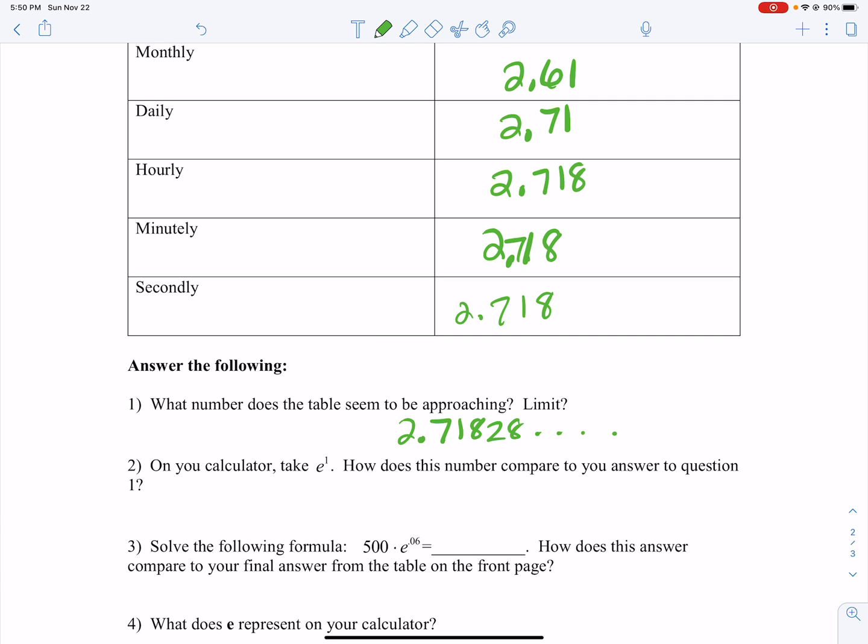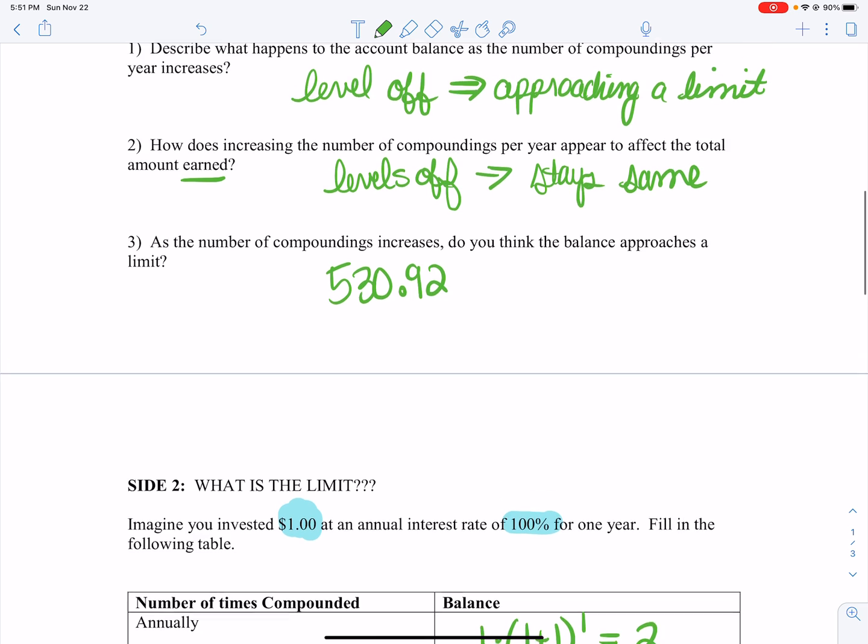So then it says take out your calculator. On your calculator, there's a button that says E. It wants you to do E to the first, and tell me what you get. You get 2.71828. Then they want you to do 500 times E to the 0.06, because wasn't that what we did in the first equation? And I get $530.92. Isn't that what I got up here? $530.92.